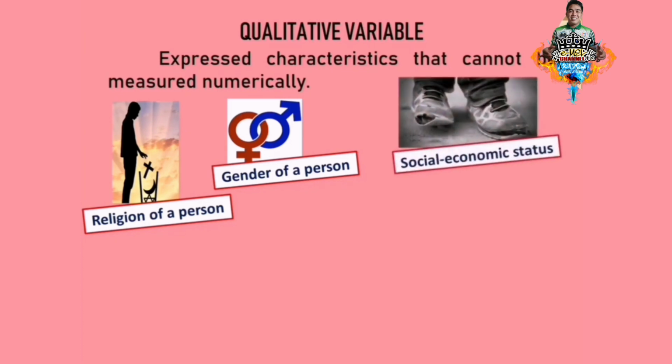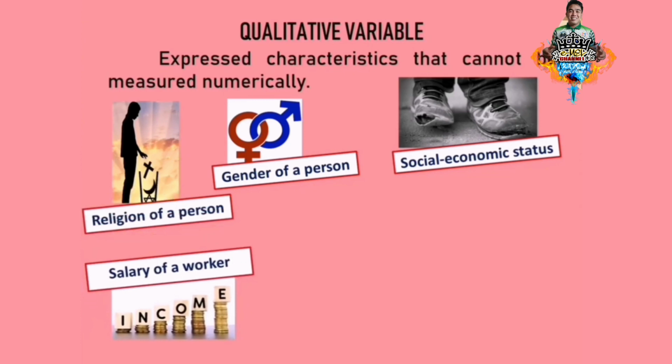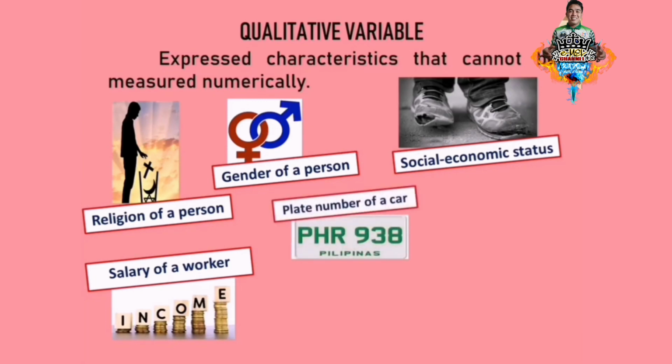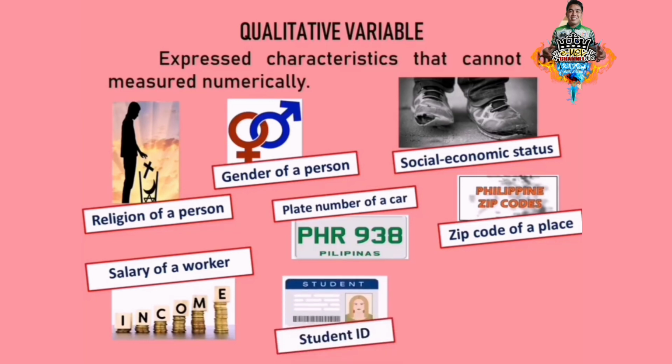We have also the socioeconomic status, being a poor person, middle class, or rich person. We have also the salary of a worker, minimum wage per month or per annum. You're being classified according to your salary rate. We have also the plate number of a car and the zip code of a place. When you're living at Pikit, it should be 9412; at Midsayap, 9410; if you're living in Cotabato City, that is 9600. All of them cannot be measured numerically, although they use numbers. We have also the student ID.